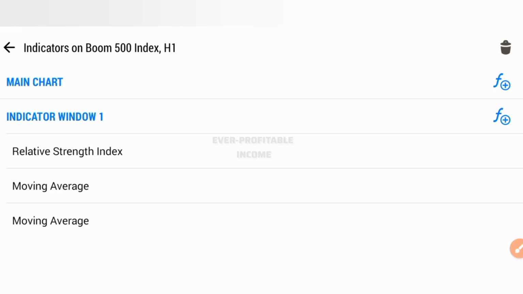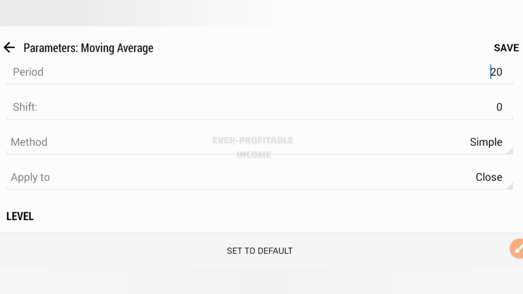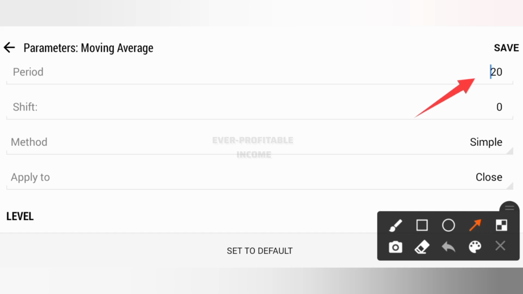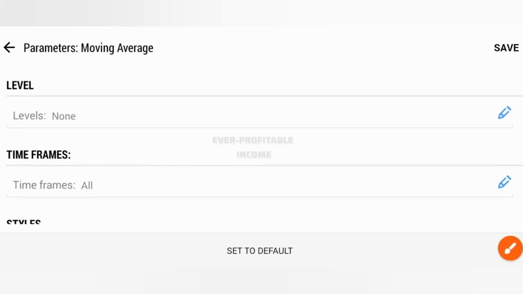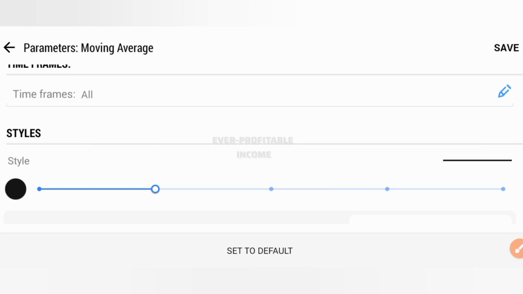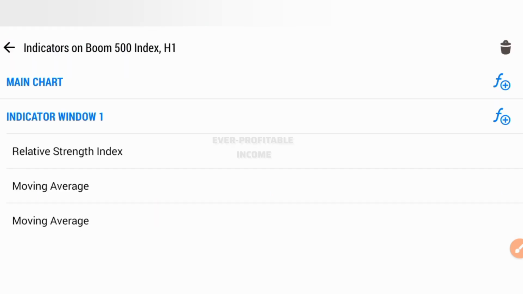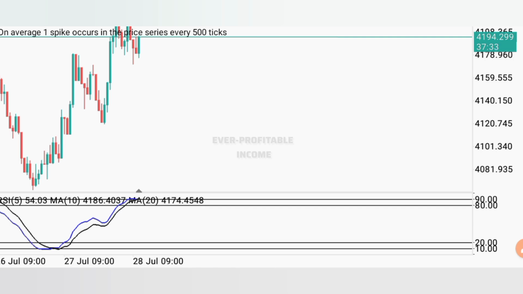Then we head over to the third indicator, which is the moving average again. So this time around, the moving average is period 20. So we have moving average period 20, shift is 0, and method is simple, apply to close, and there are no levels. Then you can change your style color. So the styles should have different colors, so you'll be able to identify both moving averages. So you click on save. So this is the setup of the indicator.